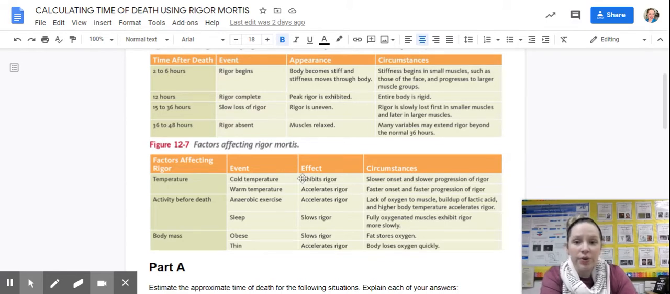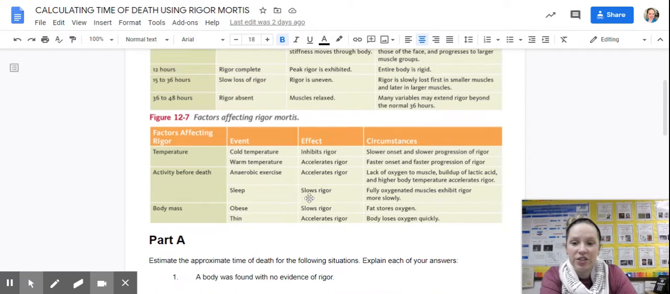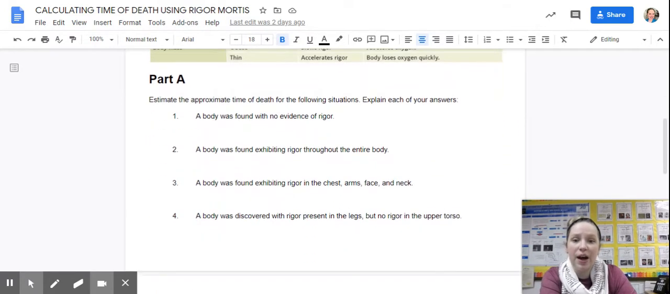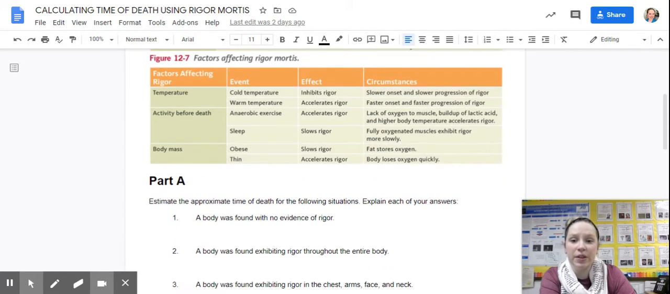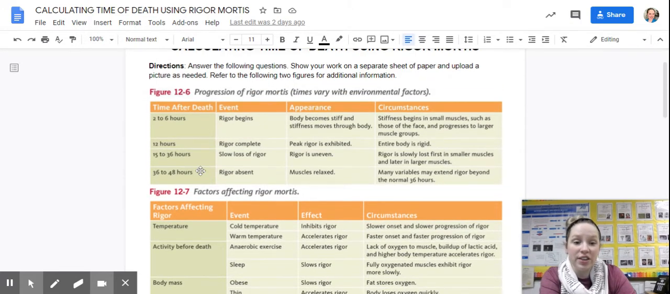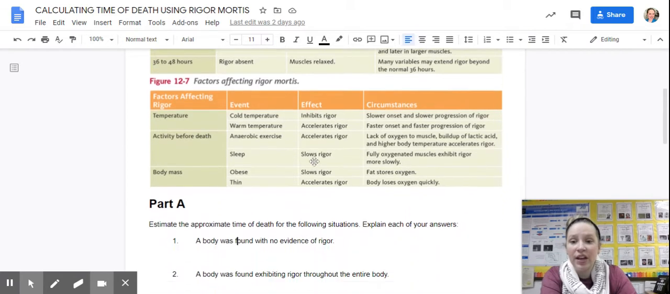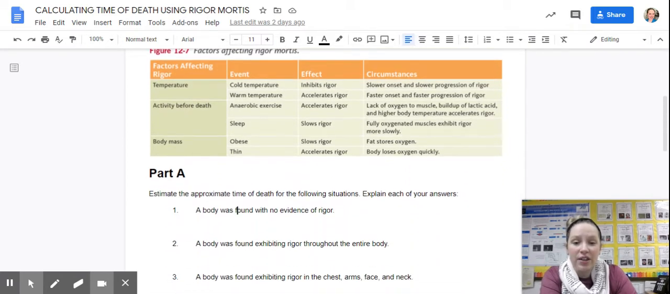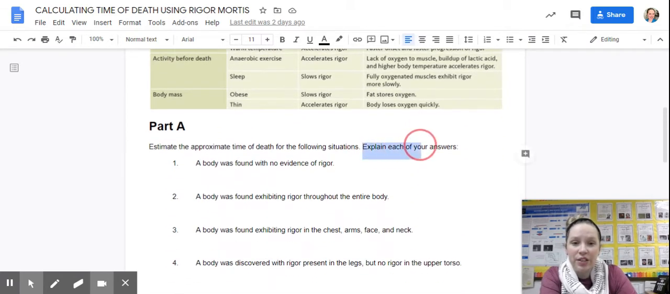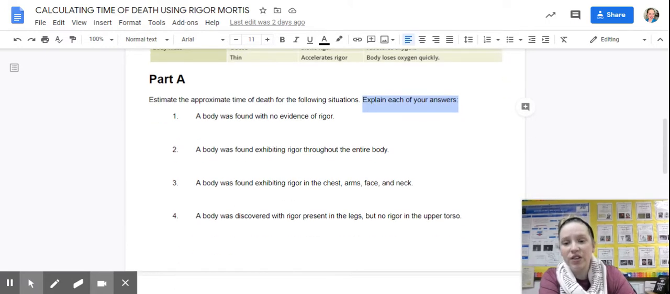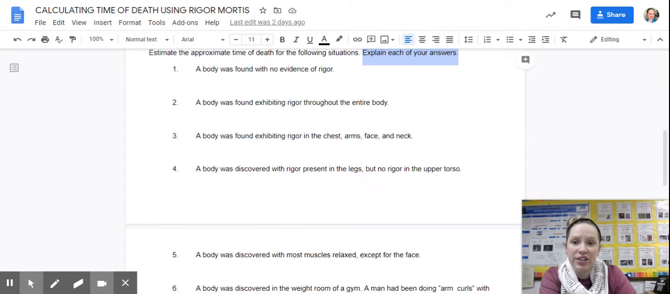So you're going to use these two tables of information to answer some questions about what happens with rigor. If you found a body that didn't have any signs of rigor, you're going to look up at the table and see what stage or stages they could be in, and you're going to answer that. But the part that sometimes gets forgotten is you have to explain each of your answers. So make sure you don't just tell me the face, but tell me how you know that. So go through and answer each of those for part A.